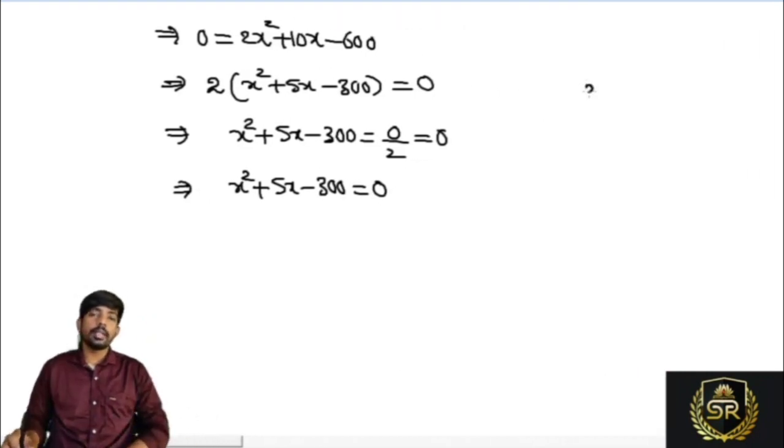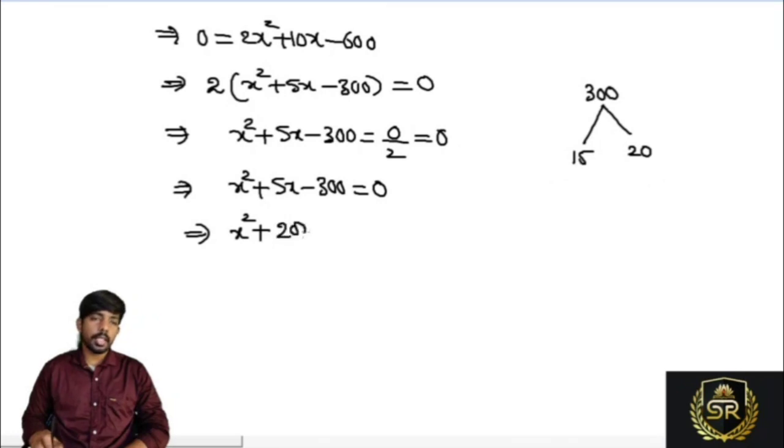So here we have 300 multiples. Here I am writing 15 into 20 is how much? 300, right? 15 into 20. If I subtract 20 minus 15, we can get the middle term, right? So we are factorizing. 5x can be written as 20x minus 15x minus 300 equals to 0.